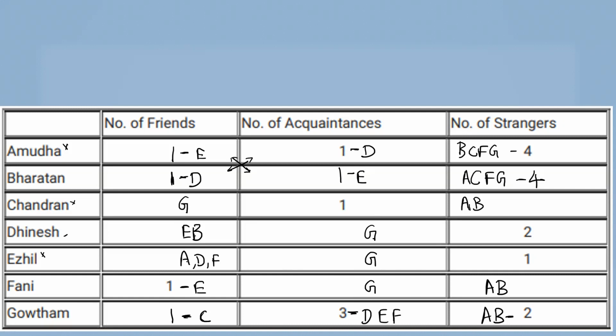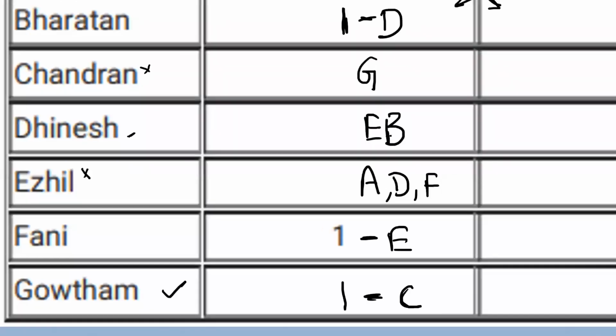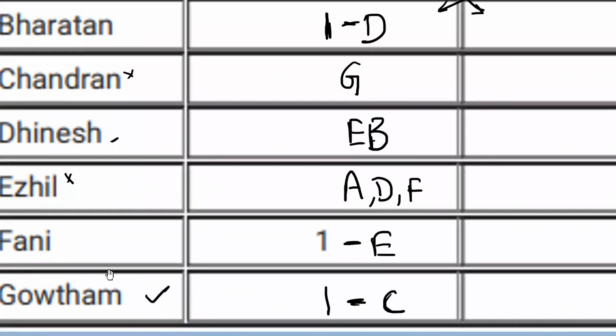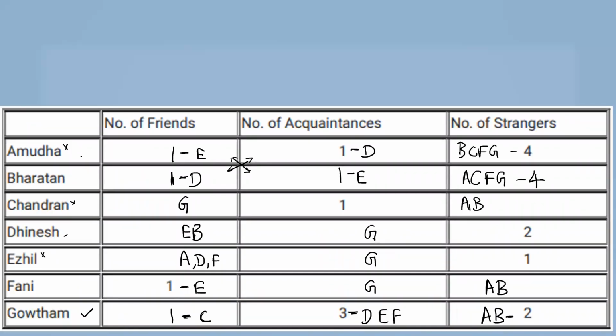So Chandran: A, D, F, G, and E, B, G. So 2 numbers should be filled in. What can I do now? This column is over. Similarly, Amudha's column is over and Bharatan's column is over. Whom else can we start with? A, D, F, G. So we have to find out one person here. Then 4 persons have been filled in, so I have to find out 2 more persons. Here also I have to find out 1, 2, 3, 4, 5, 6. I have to find out where the other person will come. So let us go on and check it.